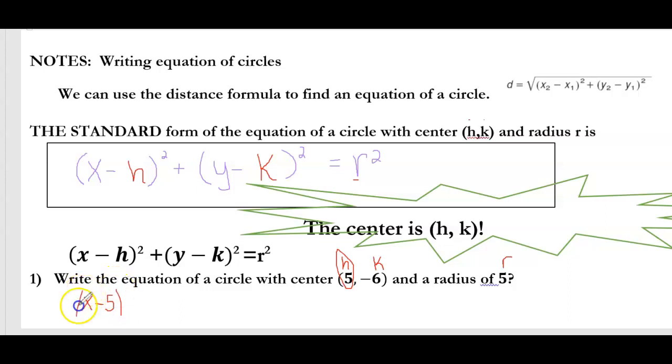Then I would put this square plus y. The y always stays there. X and y stay there. My y minus k, which is the y value of the center. So it's negative 6. See the negative? It's negative 6. So negative 6 squared equals my radius squared. So my radius is 5. So I'm going to write 5 squared.